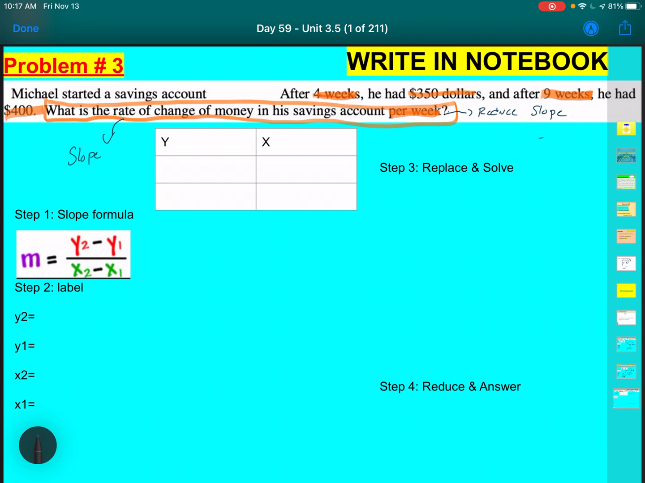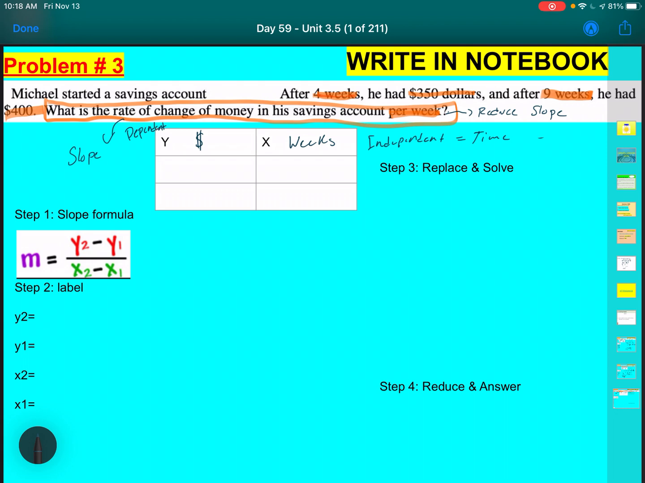Okay? So I'm going to go through and just pinpoint out what my x and what my y is. Remember, we have our x, which is our independent variable, which is almost always time. And in this instance, time was weeks. And my y is going to be my money. Okay, because the money is dependent, so this would be my dependent variable. The money is dependent on how many weeks that I work.